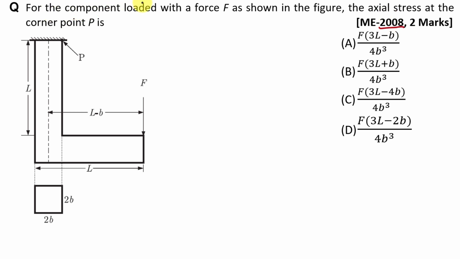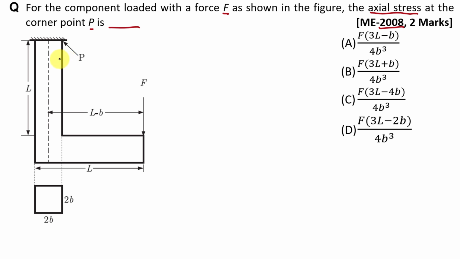For the component loaded with a force F as shown in the figure, the axial stress at the corner point P is dash. Here the component is shown in this figure. This component is having L shape, right? And here the cross section of this component is given. We have solved this type of question in the 3D part of Chapter 3, right?